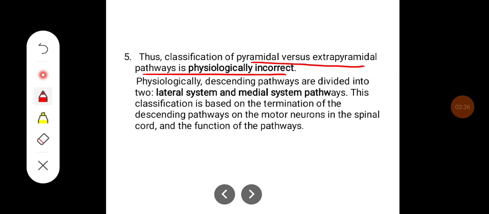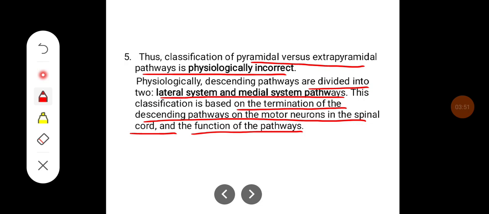Physiologically, descending pathways are divided into two, that is, lateral system and medial system pathways. This classification is based on the termination of descending pathways on the motor neurons in the spinal cord and the function of the pathways.